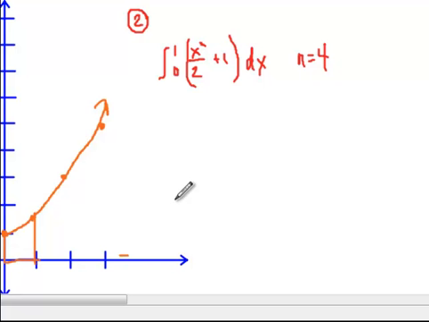We're going to do number 2 now, and what number 2 is asking you to do is use both the trapezoidal and the Simpson's rule to approximate the area underneath this curve. So really you're just going to be using those two different formulas that they gave you in this textbook.